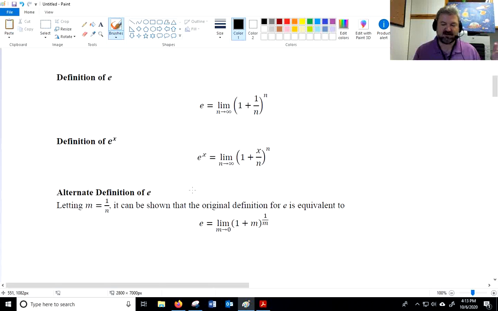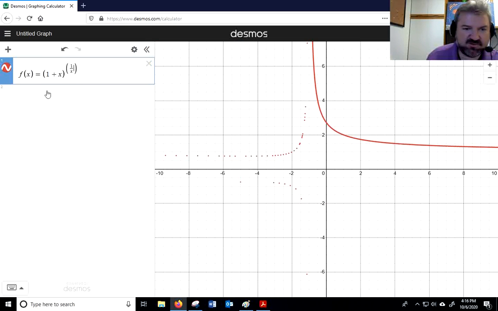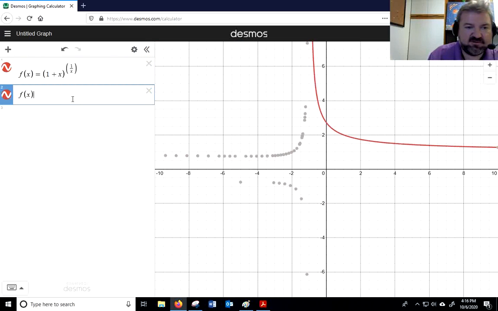Like with so many things in calculus, we have an alternate definition that is useful in some situations. If we let m be 1 over n, we can show that this e to the x limit is the same as 1 plus m to the 1 over m. So I've got 1 plus 1 over x to the 1 over x.